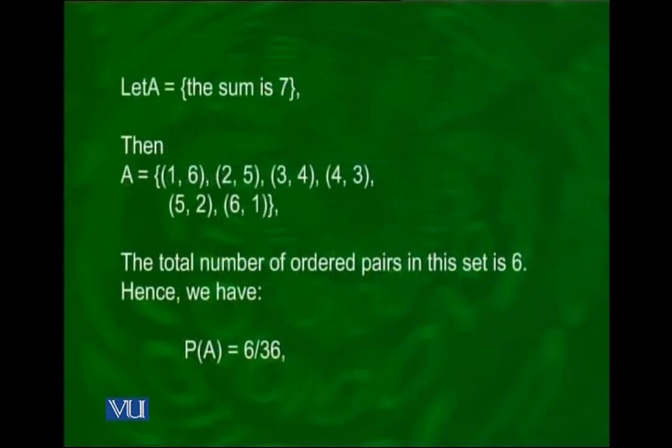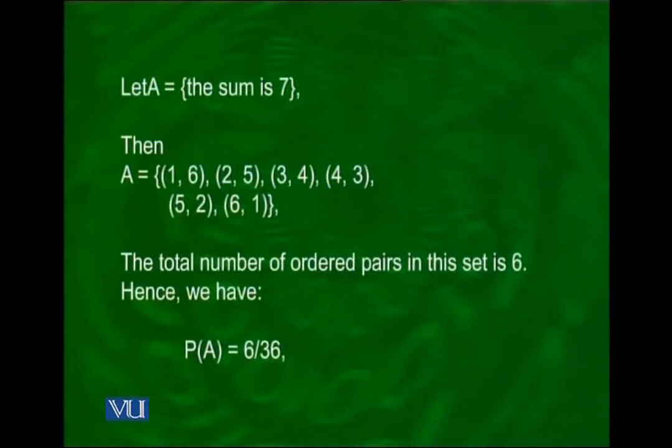Now students, in order to solve this problem, the first thing to note is that the sample space for this experiment consists of the following 36 equally likely outcomes: 1-1, 1-2, 1-3, 1-4, and so on up to 6-4, 6-5, and 6-6. Now, let A denote the event that the sum of the 2 dice is 7. Then, obviously, A will consist of the ordered pairs 1-6, 2-5, 3-4, 4-3, 5-2, and 6-1.